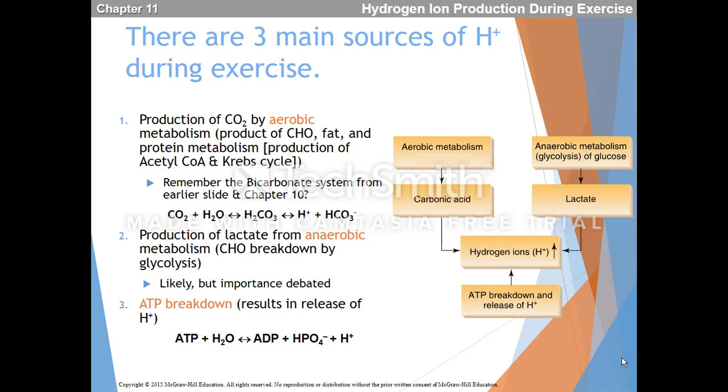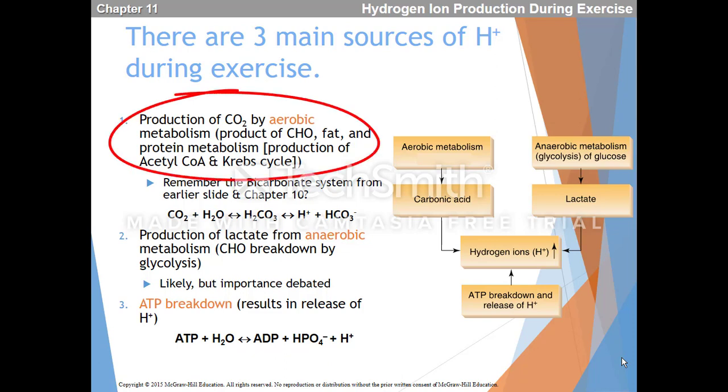The first is the production of carbon dioxide during aerobic ATP production. The second is the production of lactate during anaerobic ATP production. And the third is from the breakdown of ATP.